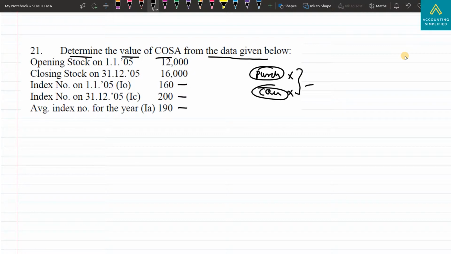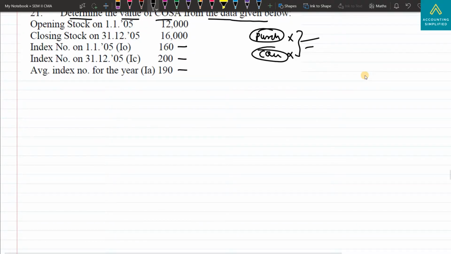So if both these particulars are not given, we cannot identify purchase and COGS. You can try, right? Like we used to make the format: opening stock plus purchase minus closing stock. So you won't get that figure. So what do we need to do? We need to use this formula. So write down answer number 21.